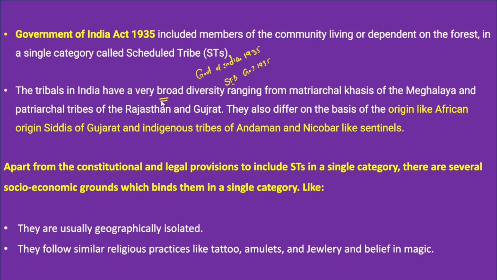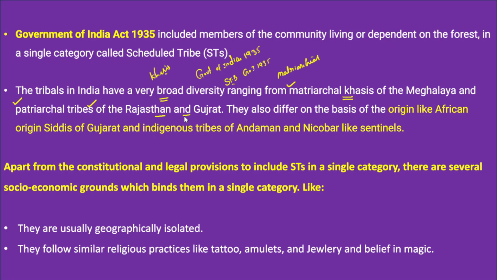Now the broad diversity of tribals reflects in terms of the matriarchal castes. Okay, matriarchal caste tribe. Now what is a matriarchal? The matriarchal and the patriarchal are the social customs or the social belief systems practiced in those respective tribes. In the matriarchal system, the women members of the tribal group have the greater say in different aspects. When it comes to the patriarchal system, the male members of a particular tribe have the greater say. So this matriarchal system can be observed in Khasis who are living in Meghalaya. Khasis are a tribe. And the patriarchal system or the patriarchal tribes can be observed in Rajasthan and Gujarat.